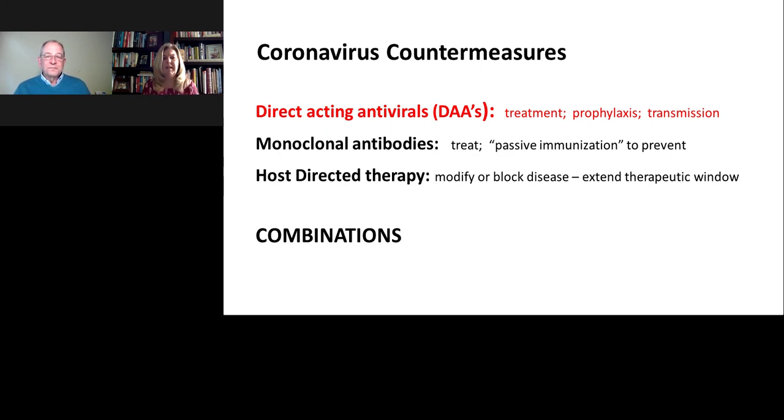Mm-hmm. And is there any indication on how often the virus mutates? Is it similar to the flu mutation? So there's not a lot of data for mutation. I think this is really, really important. There's not a lot of data for mutation yet.